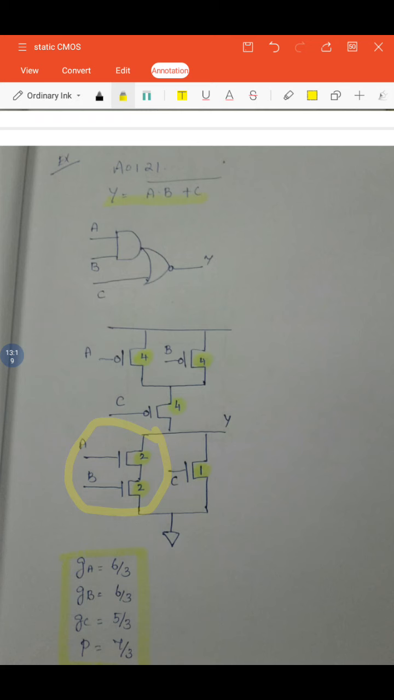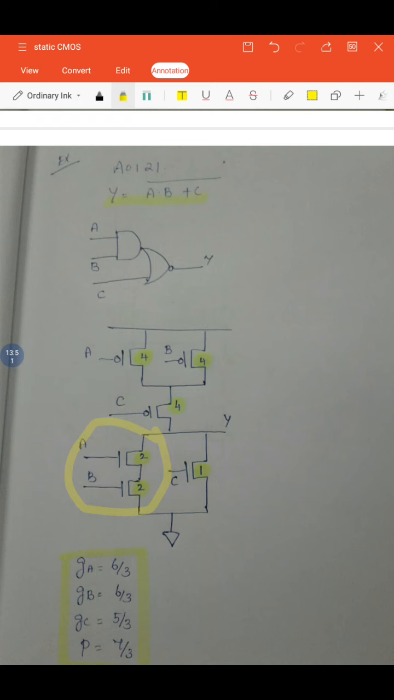I'll tell about the sizes later. So first I connect two NMOS in series, and then A dot B is ORed with C. Whenever you get an OR function, you must use the gate in parallel. So A dot B is ORed with C, so the C function must be connected in parallel. So the C NMOS is connected parallel to AB. So now the pull down network is over, and you have to continue with the pull up network.